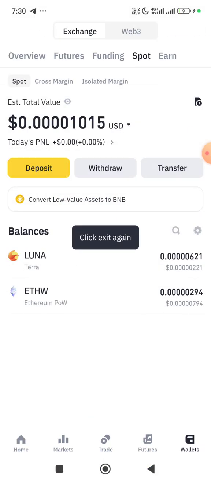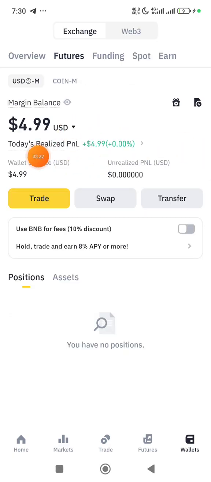Now if I come to futures here, you will see that my balance that was 0 has now appeared here. Now at this point, you can now go and trade on futures.